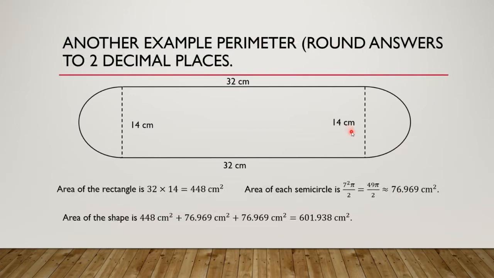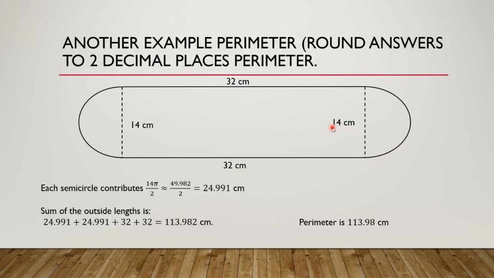Oh, we're doing area for? Oh, I thought I was doing perimeter. I'm sorry. Yeah, we'll go back to area. So sorry if it's a little out of order.